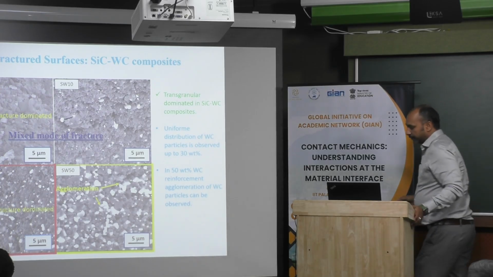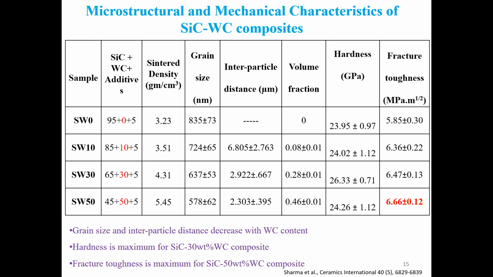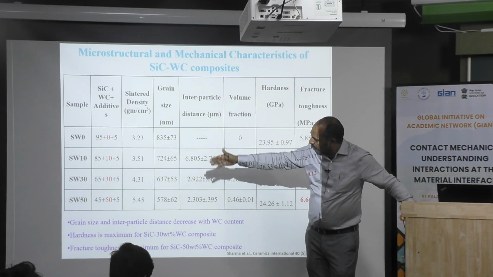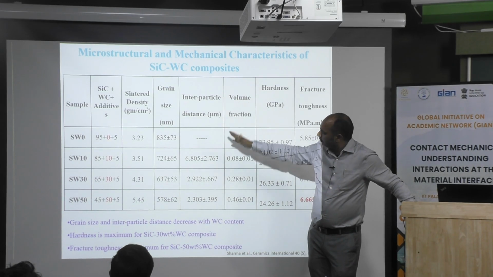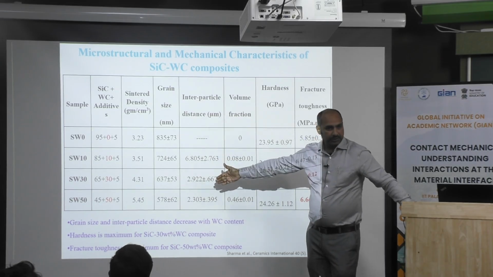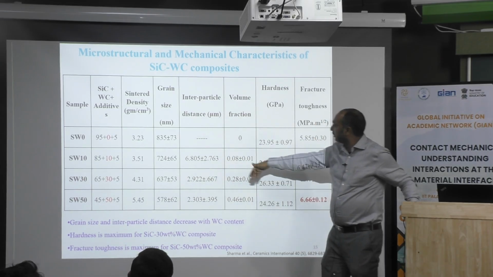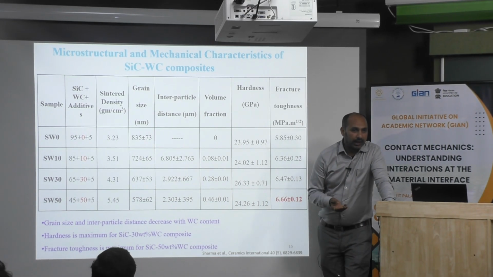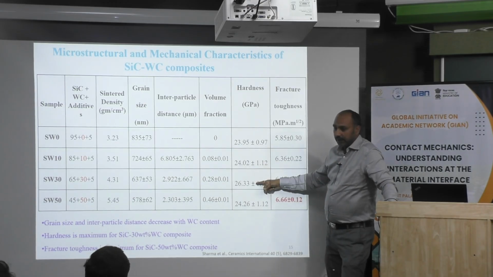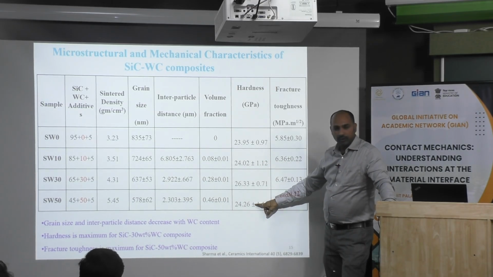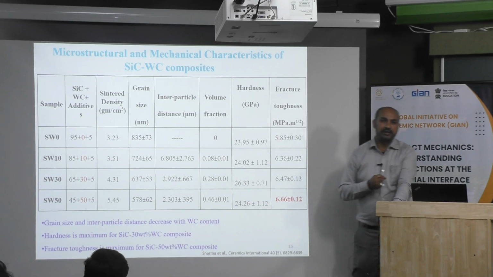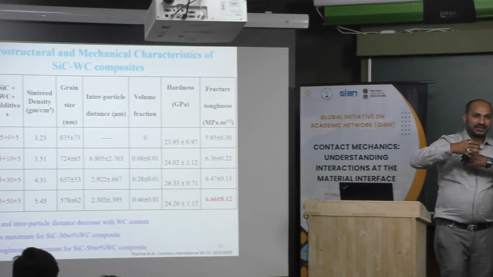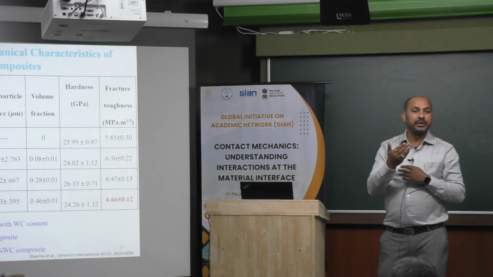Now if you analyze the different microstructural and mechanical properties, what we found is that with incorporation from 0 to 10 to 30 to 50, the sintered density is good and grain size is continuously decreasing. We thought we would compromise on hardness, but hardness actually increases up to 30 and then decreases somewhat. So very interestingly, the reduction in grain size due to tungsten carbide is helping improve the hardness.